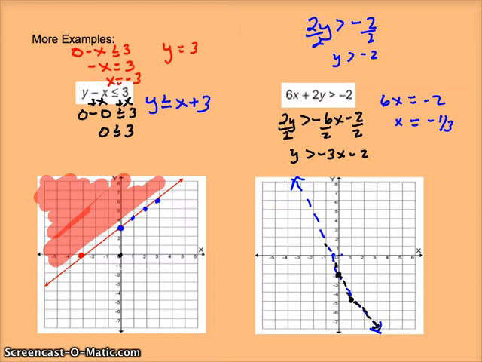All right, now we have to determine where to shade. Let's use that test point 0, 0. All right, if I plug in 0 for x and 0 for y, I end up with 0 is greater than negative 2. That is in fact a true statement, so I'm going to shade on the same side as 0. So I'll be shading up here.